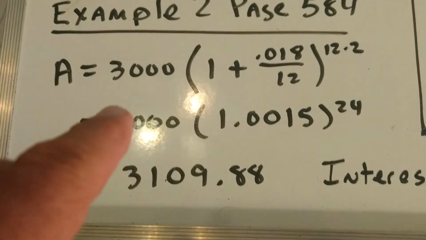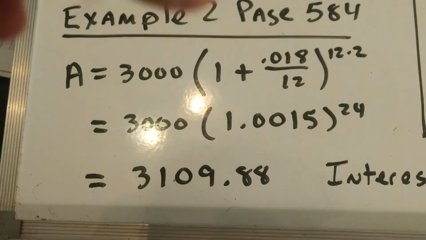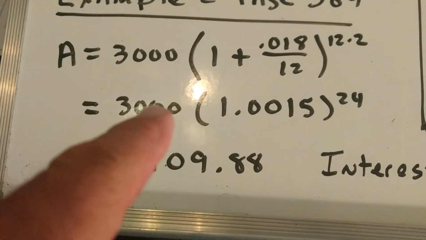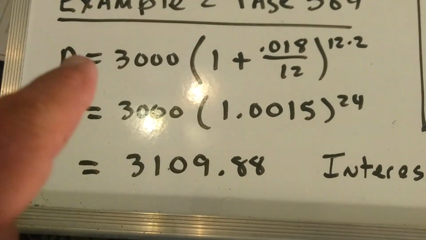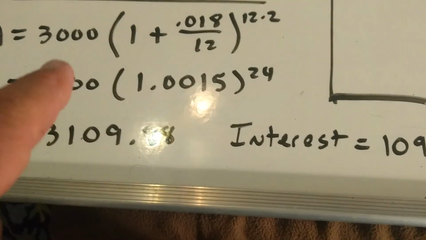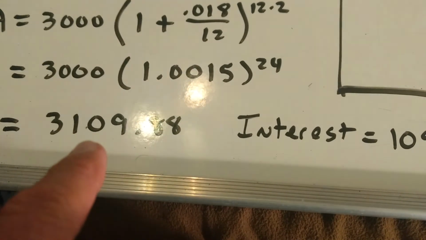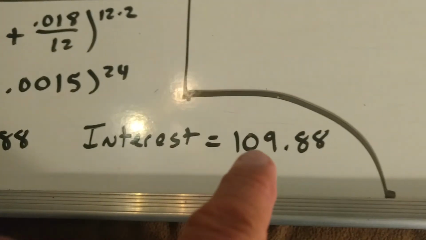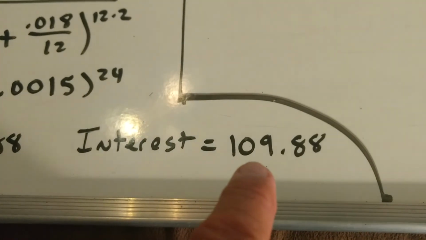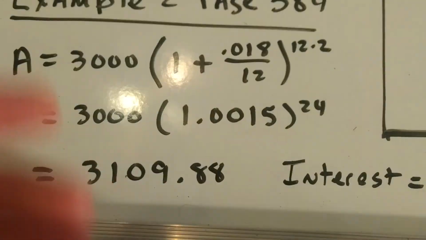Notice that the compound interest formula is different than the simple interest formula. The simple interest formula calculates interest, which we then have to add to the principal to figure out the amount. This formula calculates the amount. But what we have to do is subtract the principal. So if we subtract 3,000 from this 3,109.88, we find out the interest that we made on this was $109.88. So different ways to get the same information.